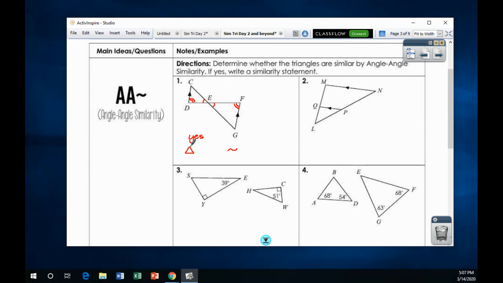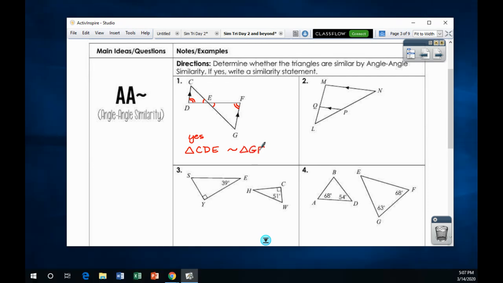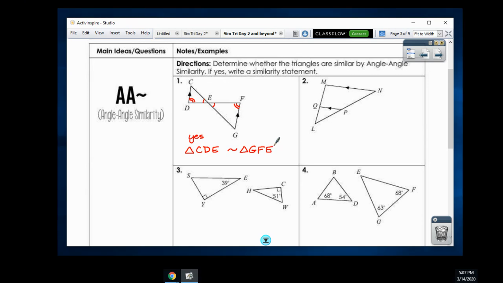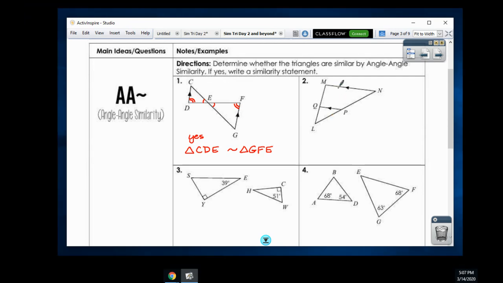And so triangle, let's call it CDE, is similar to triangle GFE as well. See how we're percolating there? It's pretty easy, isn't it? All right, 2, is the little triangle similar to the entire triangle?